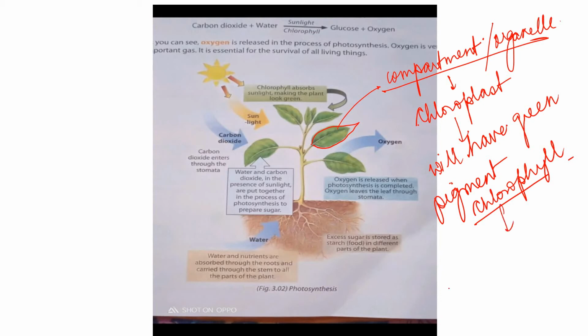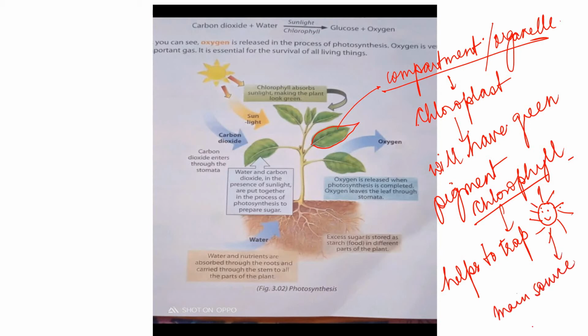Because this chlorophyll helps to trap sunlight. I'm drawing it in this way. Okay, helps to trap the sunlight. Okay, and this sunlight is basically the main source of energy. If this main source of energy is not trapped, then photosynthesis cannot take place. So this green pigment chlorophyll helps to trap sunlight, which is the main source of energy.